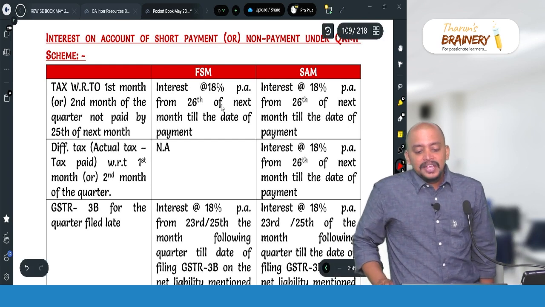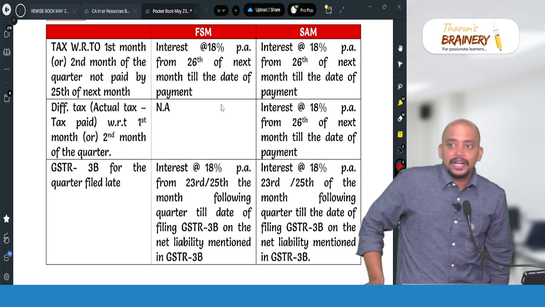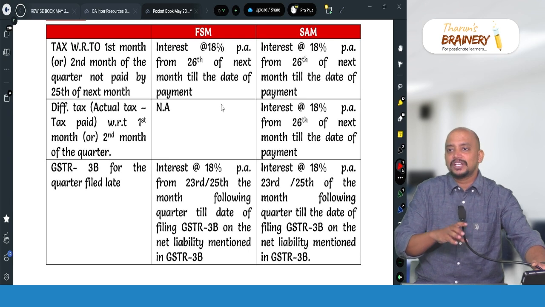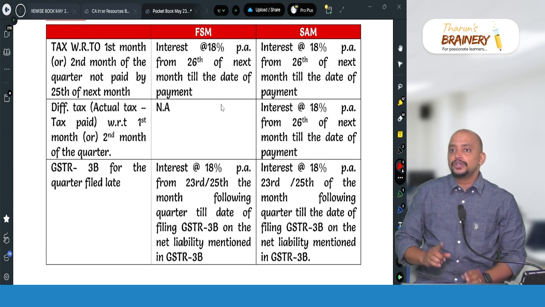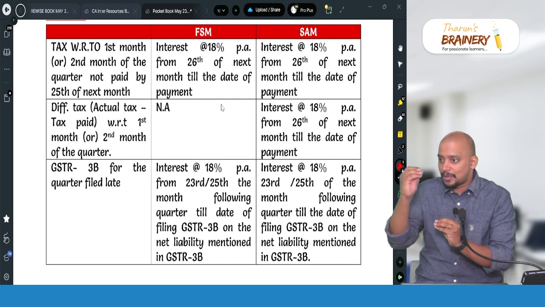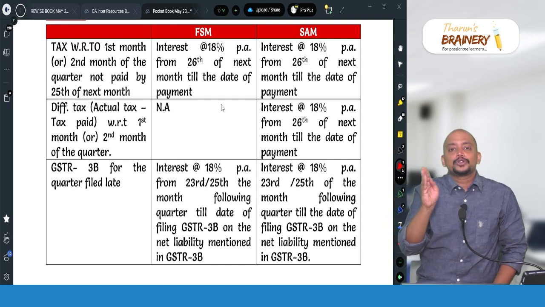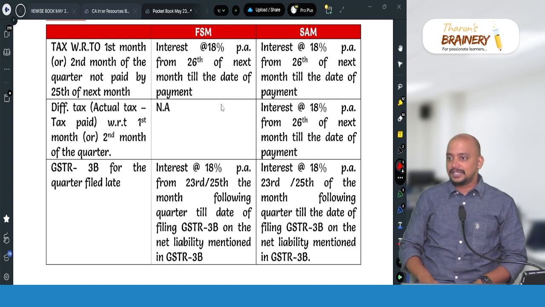Now listen, you are under fixed sum method. You have to pay by the 25th of the month following every month. So you have to pay some amount under fixed sum method. Say you did not pay by the 25th. Then for the delay, you have to pay interest at 18% per annum. Is it clear or not?